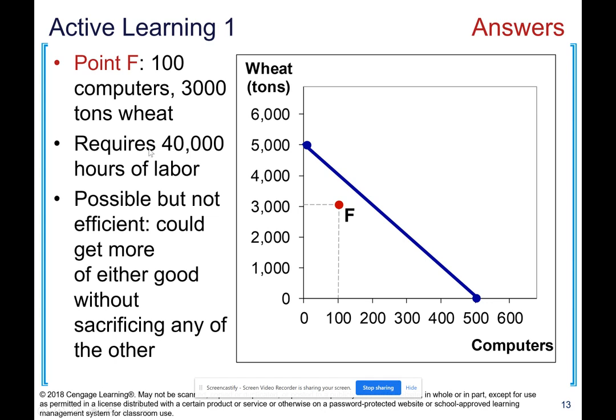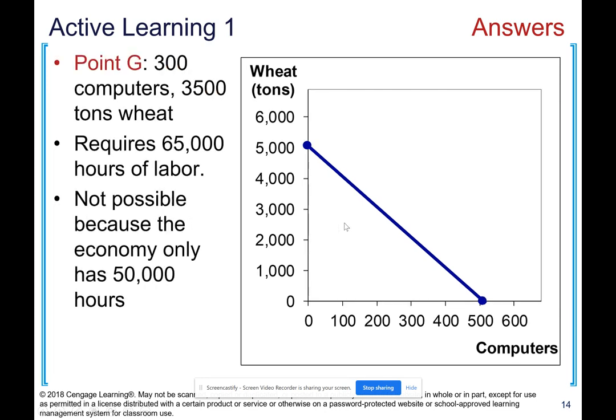Okay, it requires 40,000 labor hours to produce that combination. And that means that point is possible, but not efficient because we could produce more. We're only using 40,000 labor hours and we have 50,000 labor hours. So a point to the left or inside the production possibilities is attainable, but we are underutilizing our resources.